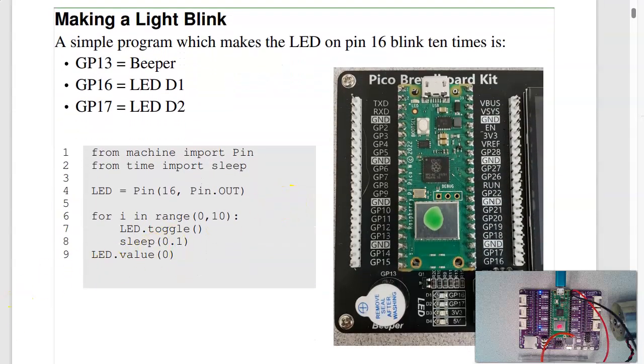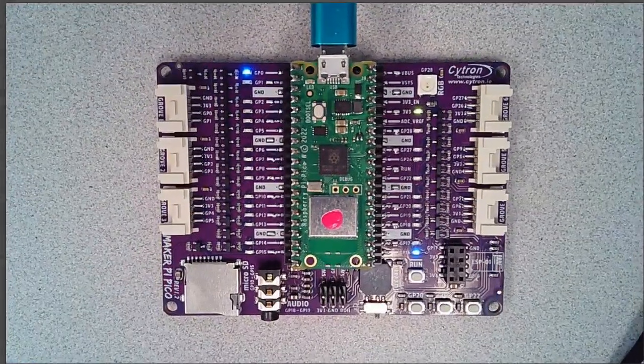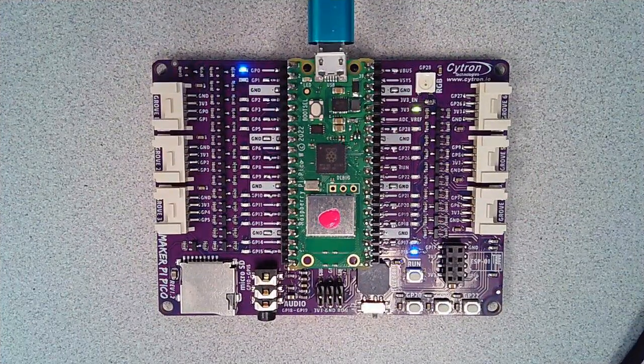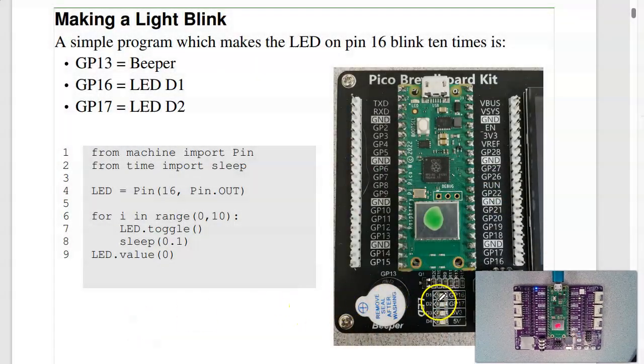Let's start out with making a light blink. So on your PIC board, there are 2 LEDs. One's attached to pin GP16, one's attached to GP17. Or on the Adafruit board that I'm using, they're all tied to LEDs, but here's 16 right here. How do you make that light blink? Well, one way to do that is the following code.